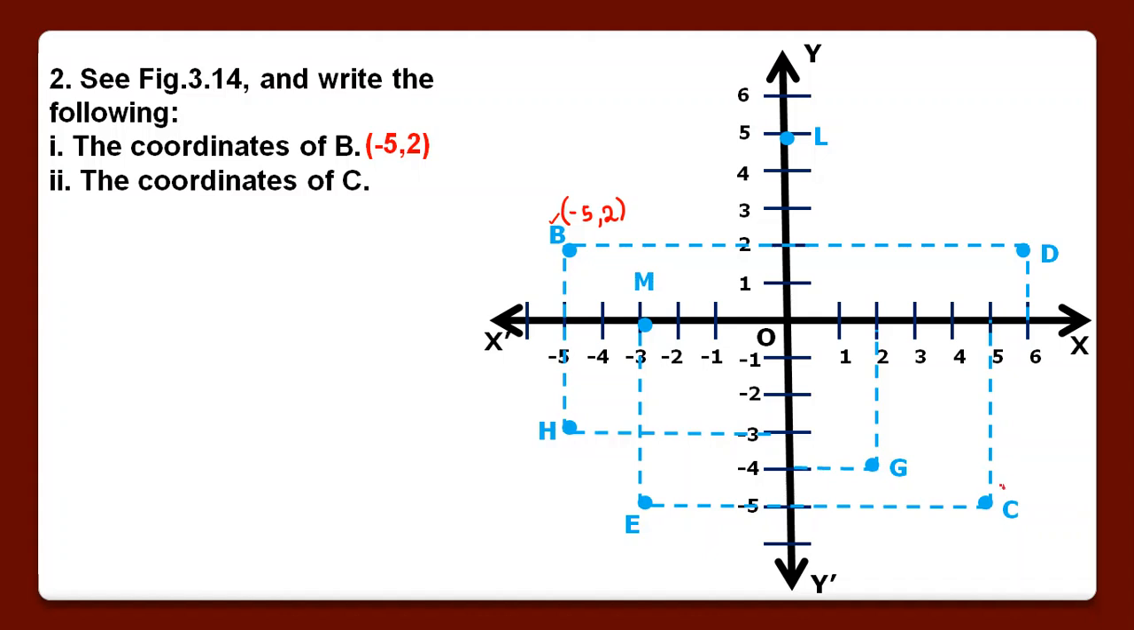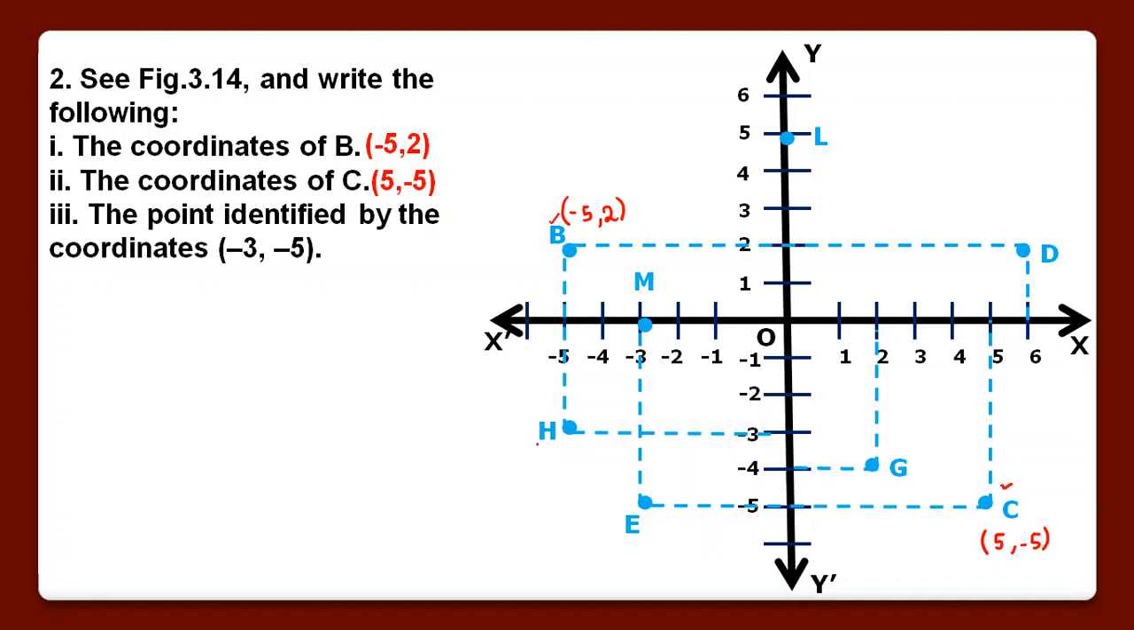Coordinates of C. Here the C point is. X coordinate is 5 and y coordinate is -5. In this way. 5, -5.